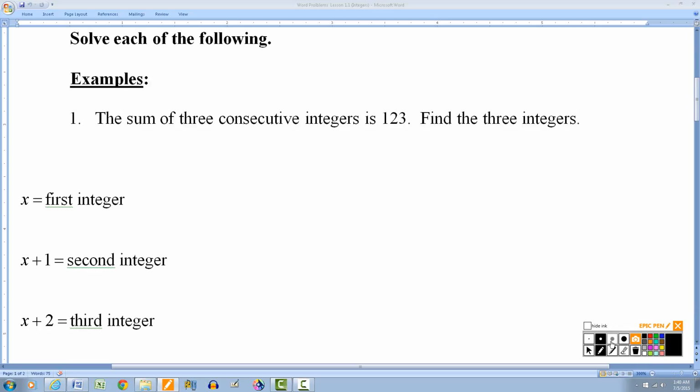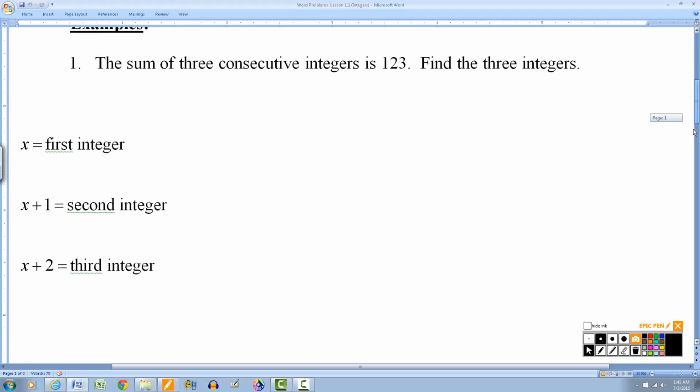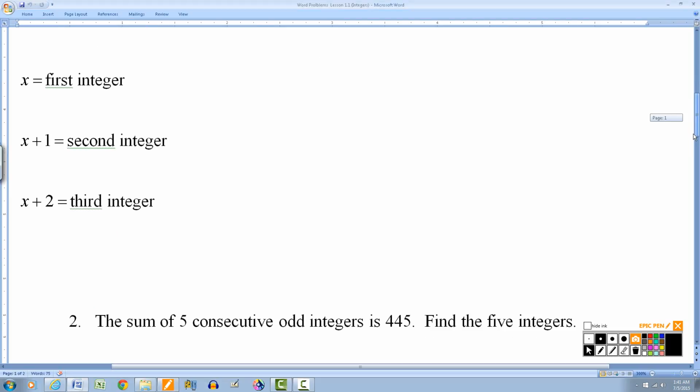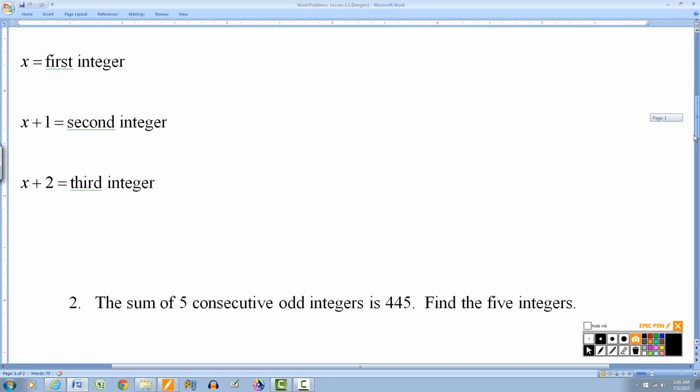Okay, in the next example, this one says the sum of 5 consecutive odd integers is 445. Find the 5 integers. So again, as I mentioned before, the difference between any two consecutive odd integers is 2.